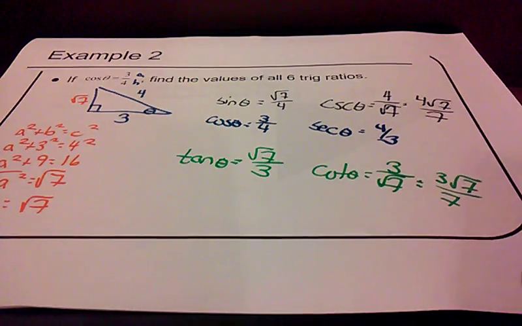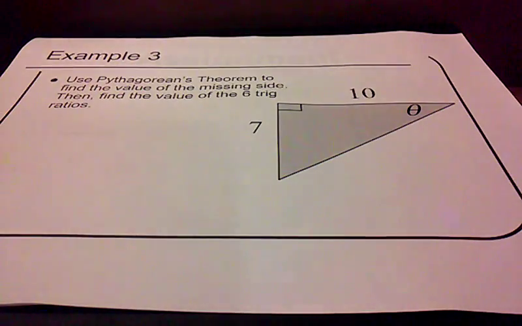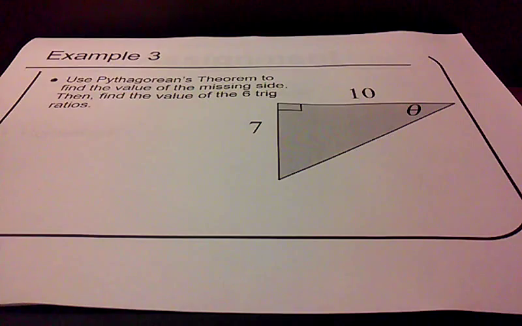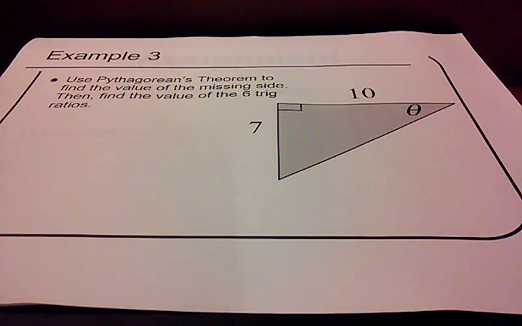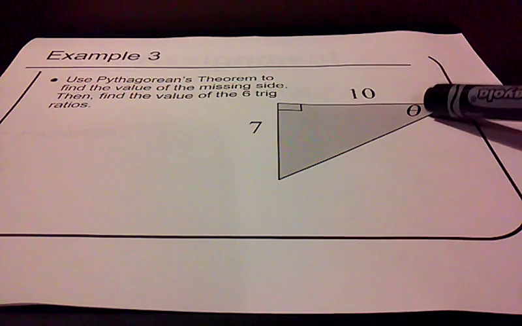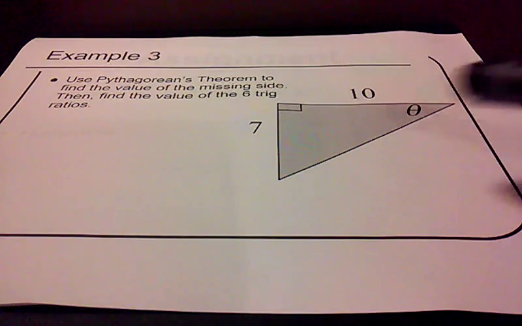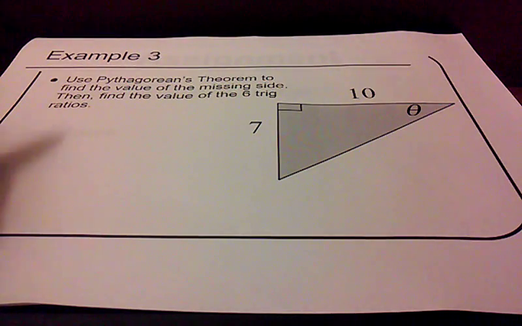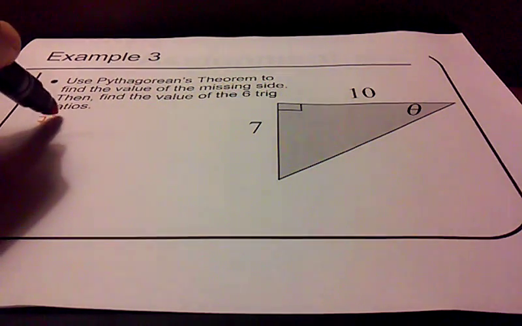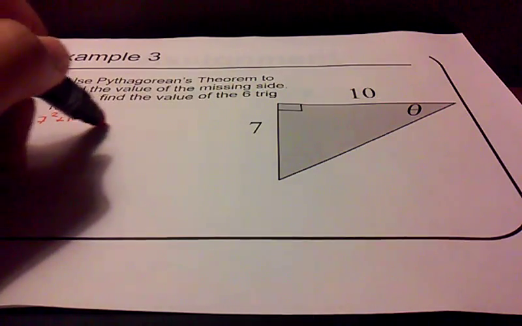Let's look at one more. It says use Pythagorean's theorem to find the value of the missing side. Let's start there and then we can continue from there. All right, so if you notice, I'm missing the hypotenuse. There's the angle that wants me to reference. So in this case, since this is my angle, opposite is 7, adjacent is 10, I need to find the hypotenuse. So I'm going to have 7 squared plus 10 squared equals c squared.